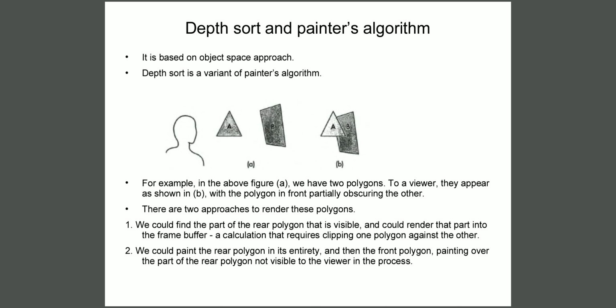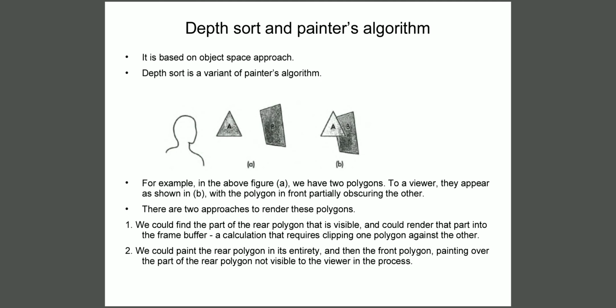Now to understand painter's algorithm, here we are considering a scenario where a viewer is looking at two objects as shown in figure A. A viewer is looking at two objects now. One is a triangle, the other one is a rectangle. Whenever the viewer looks at these two objects, the objects will look to the viewer as shown in diagram B.